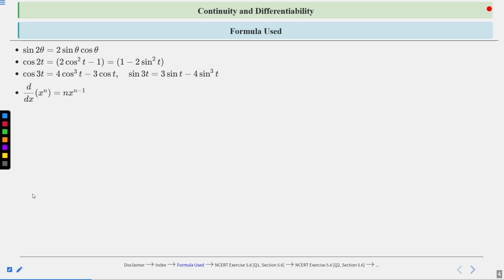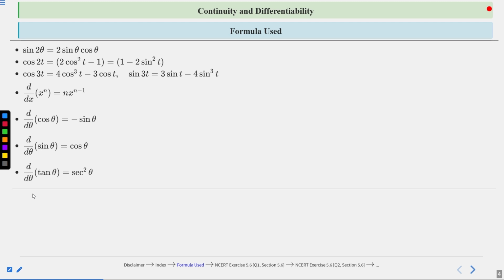d upon dx of x to the power n is basically n x to the power n minus 1. d upon d theta of cos theta is basically minus sin theta. d upon d theta of sin theta is basically cos theta, right? d upon d theta of tan theta is basically sec square theta, right? So these formulas we will use in this exercise. Let us start.